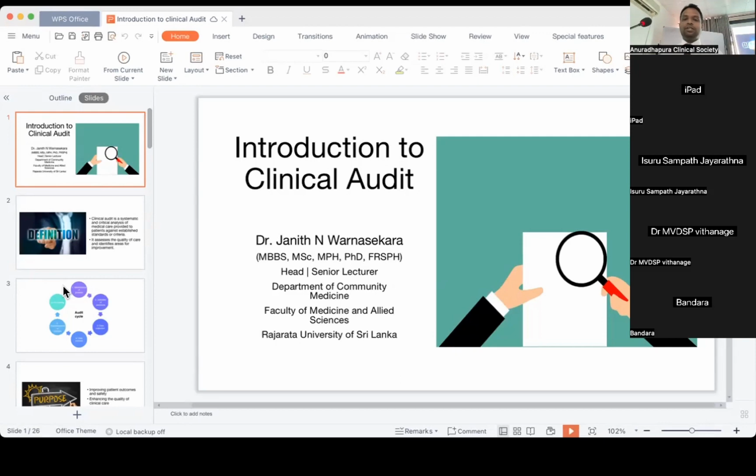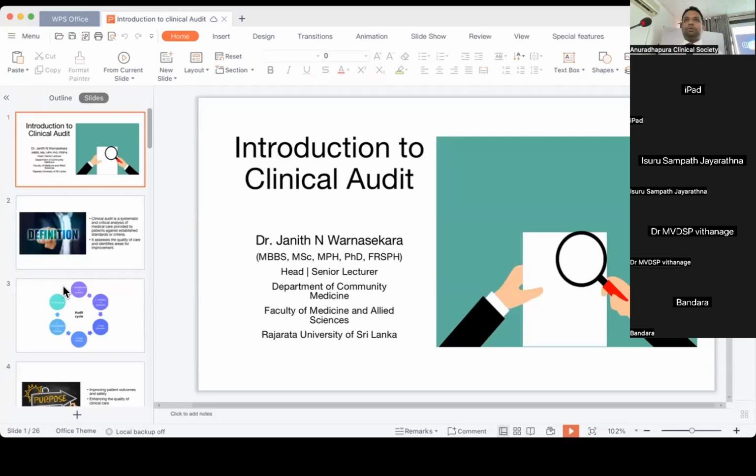So we can assess the quality of care and identify areas for improvement. Right? So you will get to know these things easily. We can identify whether we are providing quality of care, whether there are any problems. Audit is not research. Audit must be a part of our routine clinical management, right? So it has to be a part of clinical management to improve whatever the patient care, right?